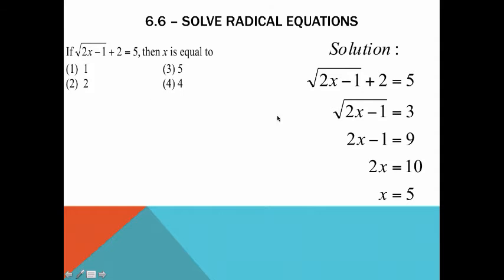Okay guys, if you solve the problem, the solution should appear like this on the right hand side of my screen. It should be the square root of 2x minus 1 plus 2 equals 5. What you're going to do is subtract 2 from both sides. 5 minus 2 turns to 3.